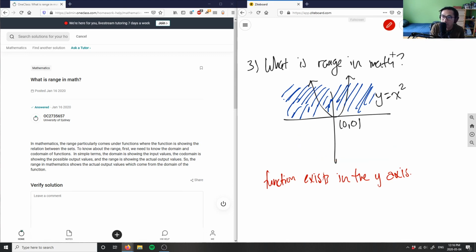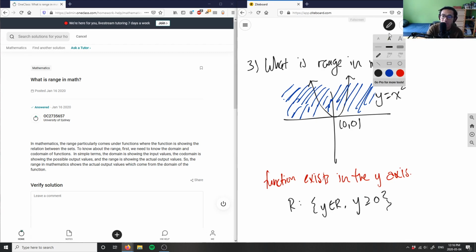So if I were to write the range of my function, I can say the range, R, is, and I use these squiggly brackets here, y belongs to a set of real numbers. And I can also say that y has to be greater than or equal to 0, right? Because my y here can exist at 0. The vertex of my parabola is 0, 0, so it does exist. It has a defined value at 0. But it only has defined values if it's greater than 0.